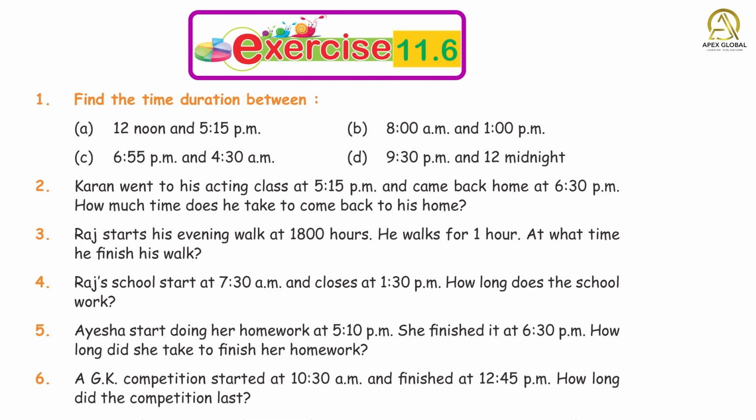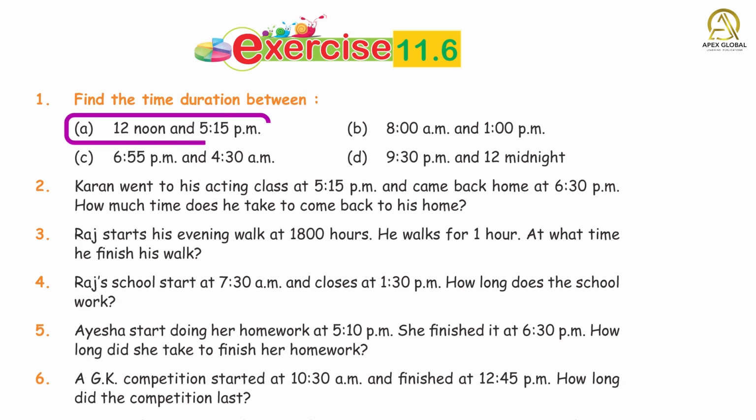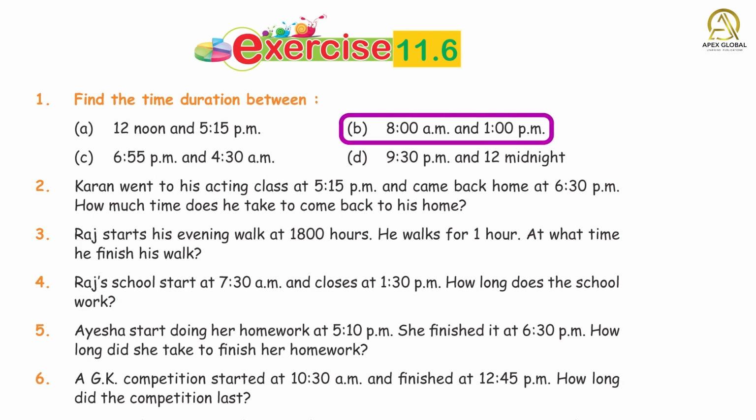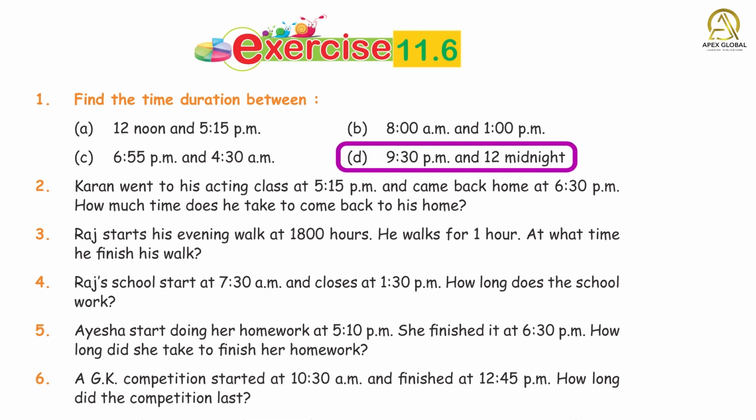Exercise 11.6. 1. Find the time duration between A. 12 noon and 5:15 p.m. 5 hours 15 minutes. B. 8 a.m. and 1 p.m. 5 hours. C. 6:55 p.m. and 4:30 a.m. 9 hours 35 minutes. D. 9:30 p.m. and 12 midnight. 2.5 hours.